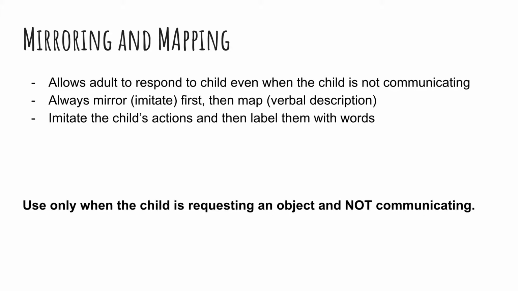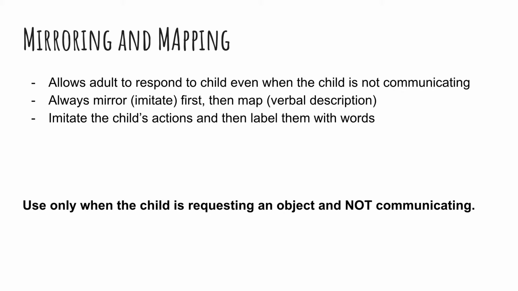Mirroring and mapping are also key features of Enhanced Milieu Teaching. Mirroring, or imitating, allows the adult to interact with the child and is a way to respond to the child even when they are not communicating. Mapping is a verbal description of the action or activity the adult and child are engaged in. When mapping and mirroring are paired with an activity that the child likes, they create a rich language learning environment.